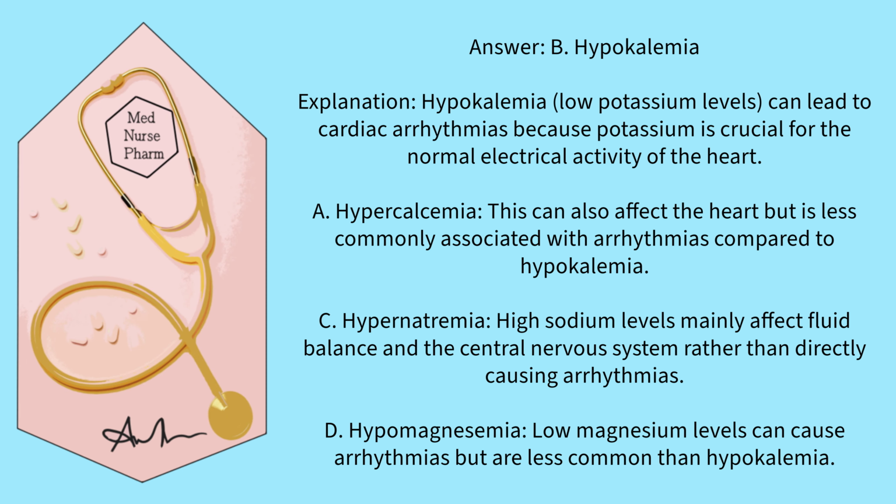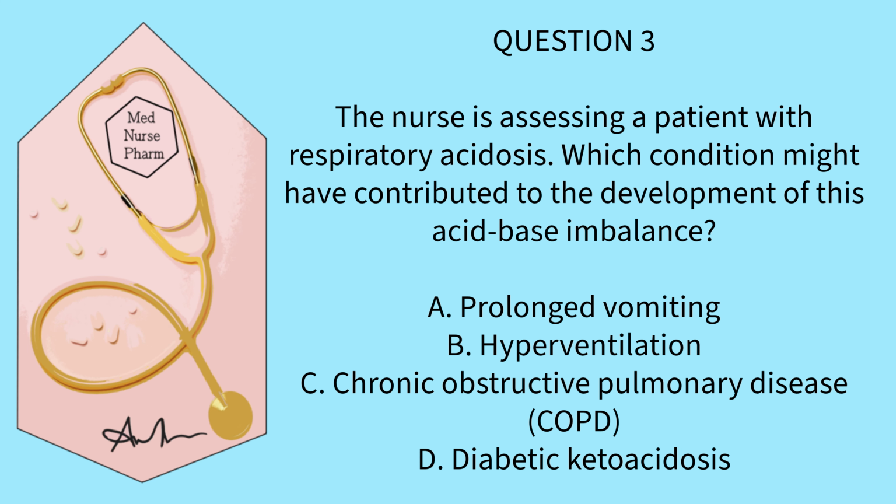If you chose option B, you are correct. Hypokalemia. Hypokalemia, which is low potassium levels, can lead to cardiac arrhythmias because potassium is crucial for normal electrical activity of the heart.